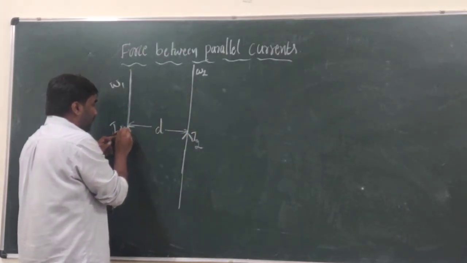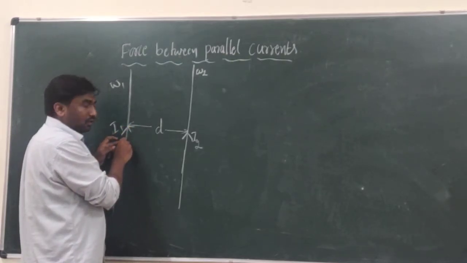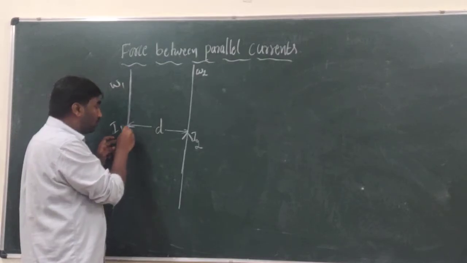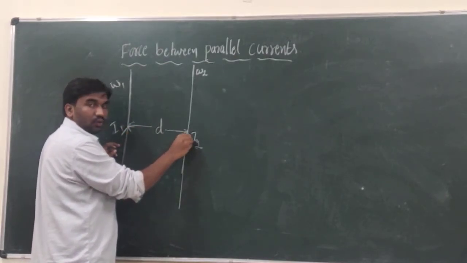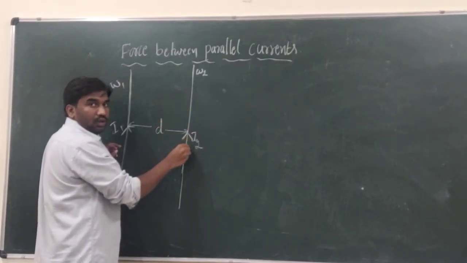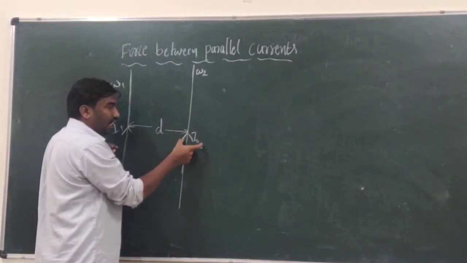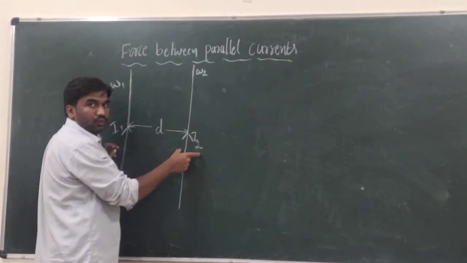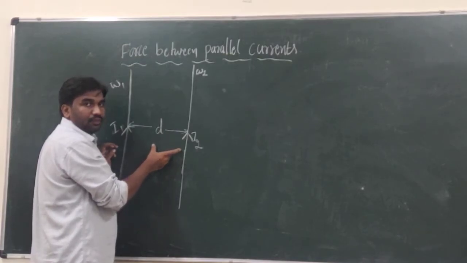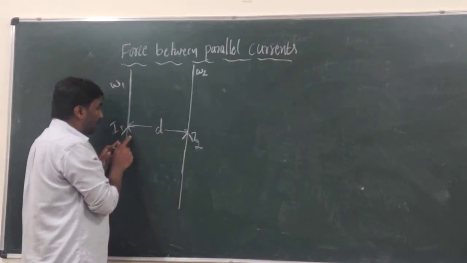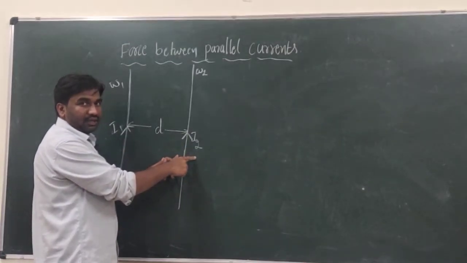Definitely this current wire will produce a magnetic field. Now I am going to calculate the force due to this field on the current wire W2, and also the force on W1 due to the current-carrying wire I2. The force I am discussing is the magnetic force, because this moving current will produce a magnetic field, and this current also produces a magnetic field.